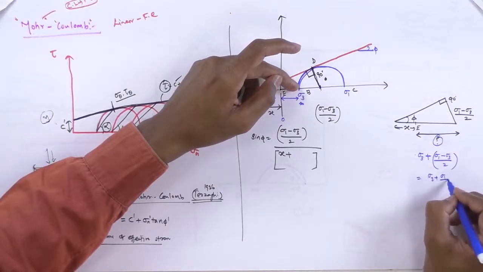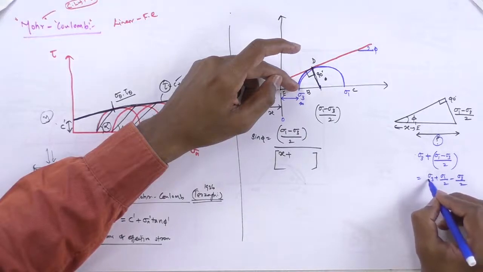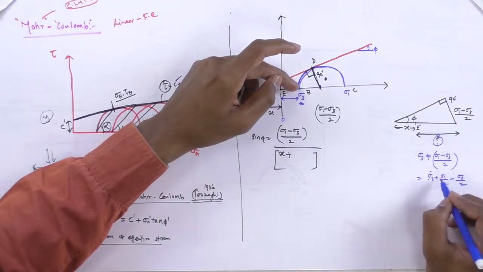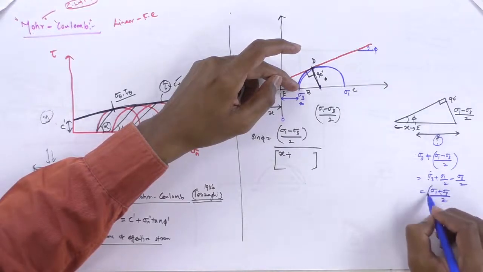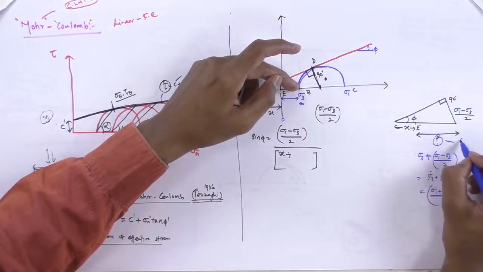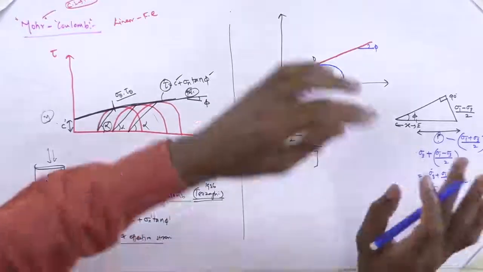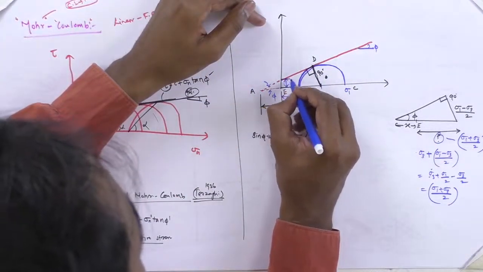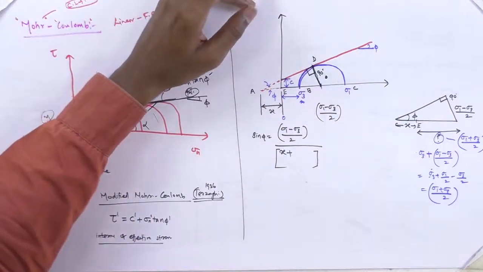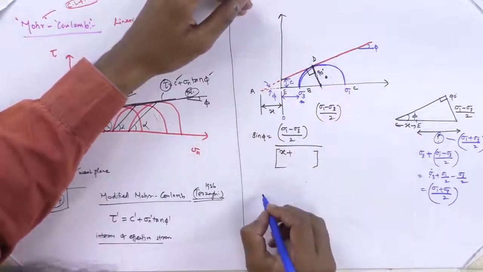So sigma 3 plus sigma 1 minus sigma 3 by 2. Sigma 3 full, minus half of it, we will get half. So sigma 1 plus sigma 3 by 2 is going to be this value. And now this is C.